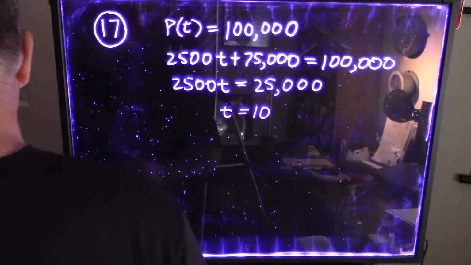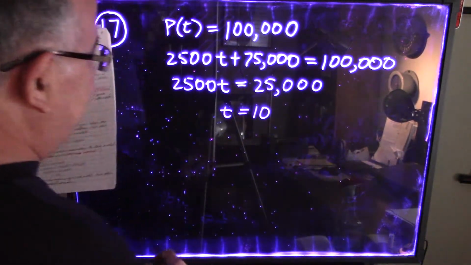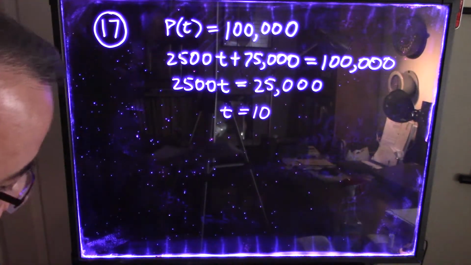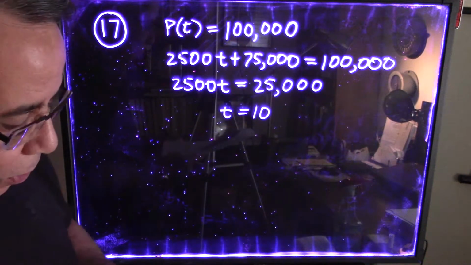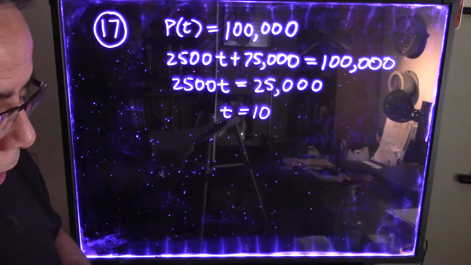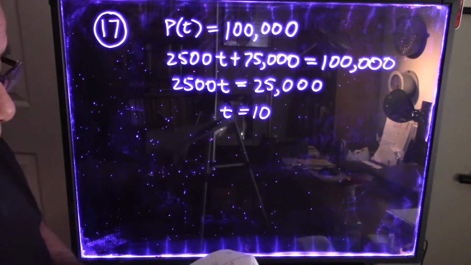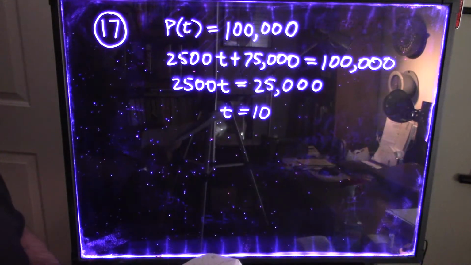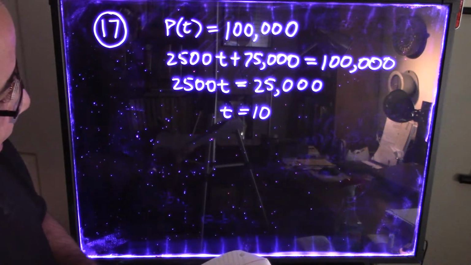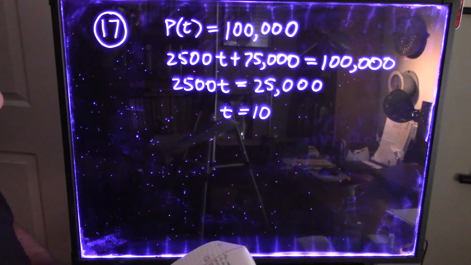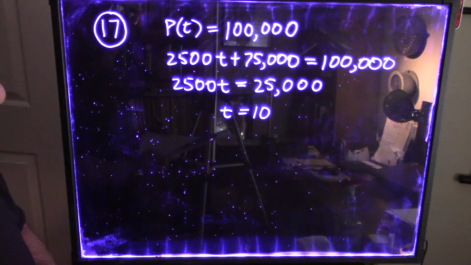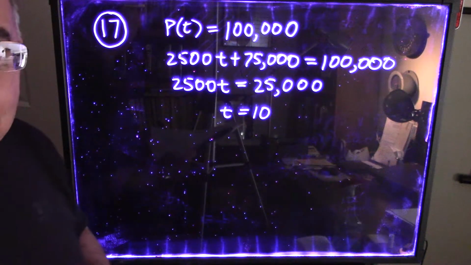So that means 10 years after the beginning of the model. But again, this is outside of the model's domain, which was given to us as 5 years. This model is valid for 5 years, so if it continues in that trend, then in 10 years the population will be 100,000.